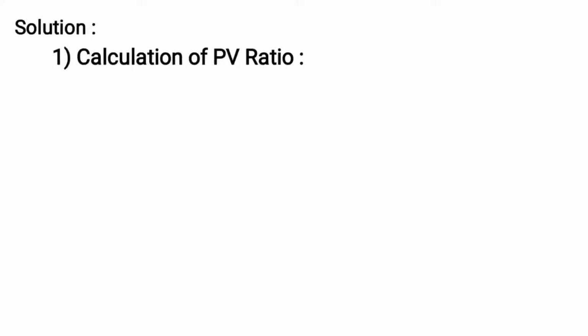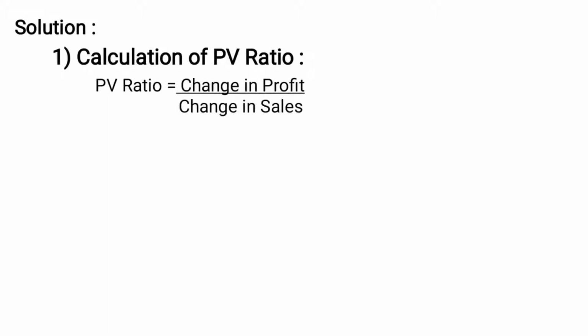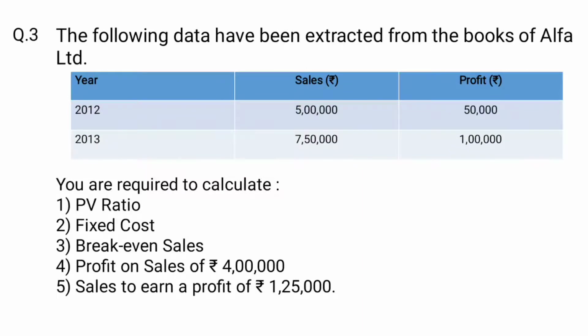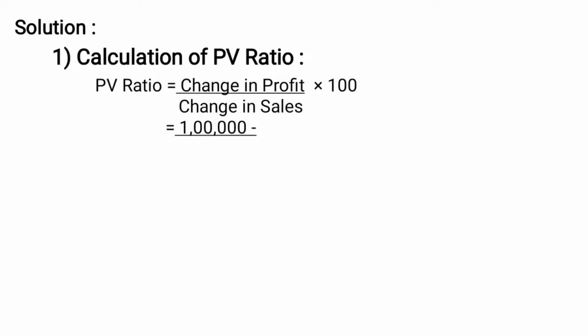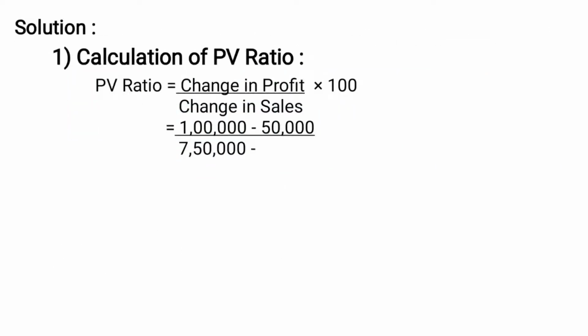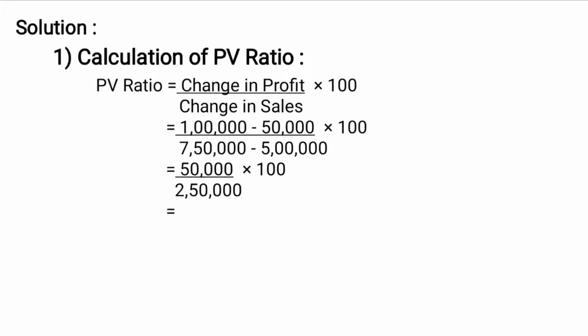First, calculation of PV ratio. PV ratio is equal to change in profit divided by change in sales into 100, which will be equal to change in profit, that is rupees 1 lakh minus rupees 50,000 divided by change in sales will be rupees 7,50,000 minus rupees 5 lakhs, into 100, which will be equal to rupees 50,000 divided by rupees 2,50,000 into 100, which will be equal to 20%. So the PV ratio is 20%.